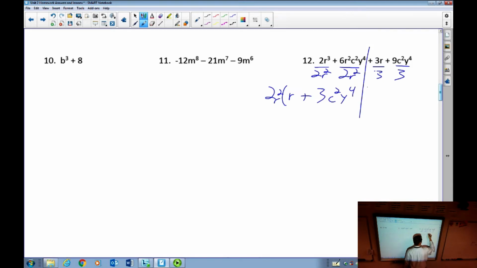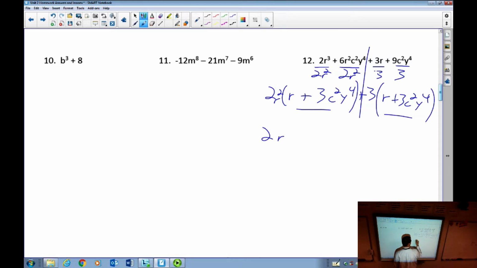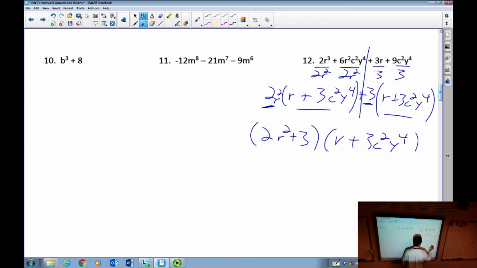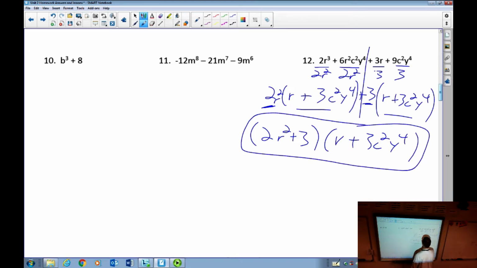And over here, when we pull out a 3, so close parenthesis there. When we pull out a 3, we get r plus 3c squared y to the 4th, which is the same on both sides, there and there. Nailed it. So then, finally, we end up with 2r squared plus 3, which comes from this term and this term, in parentheses, times r plus 3c squared y to the 4th. That was kind of a tricky one, but we helped you out there.